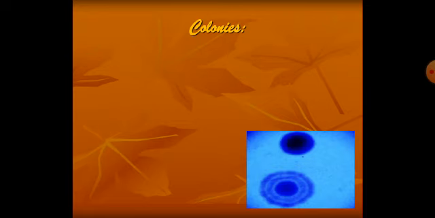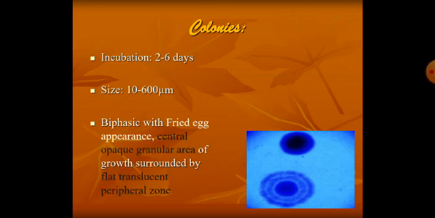So this is a typical fried egg colony which I was telling you about, and this is after adding the Dienes stain, wherein you can see the central portion is taking up the deep blue color, and as it moves away from the center, the periphery is appearing light blue in color. The incubation for the plate is about 2 to 6 days.